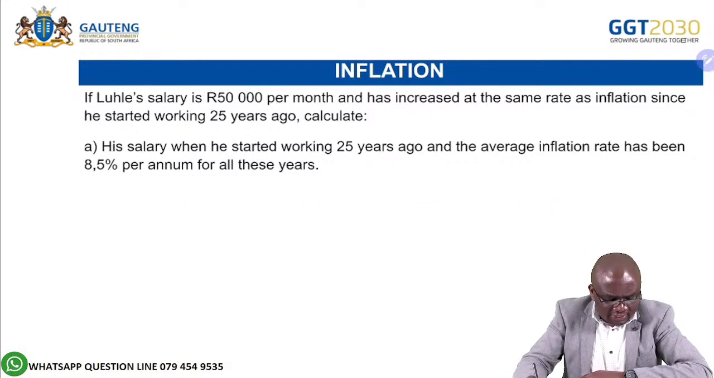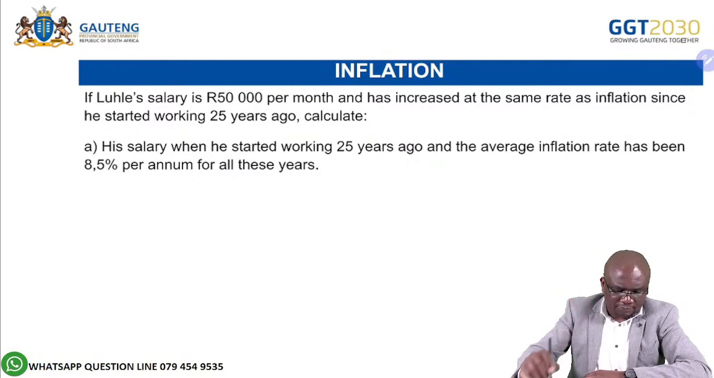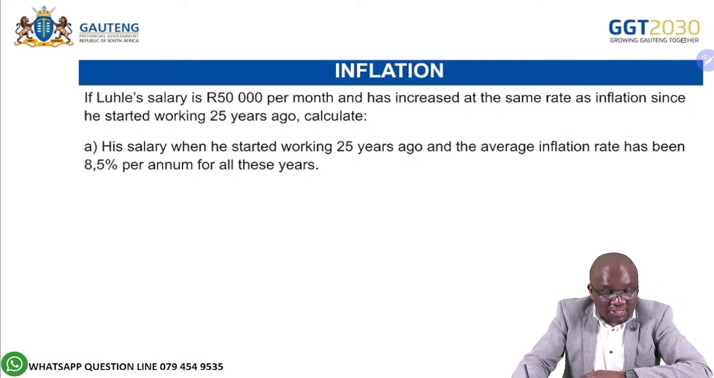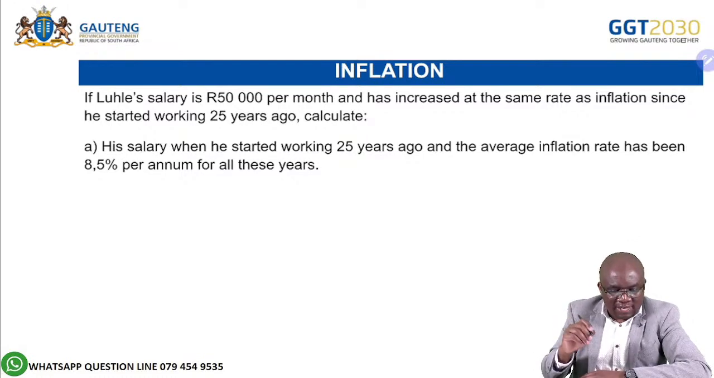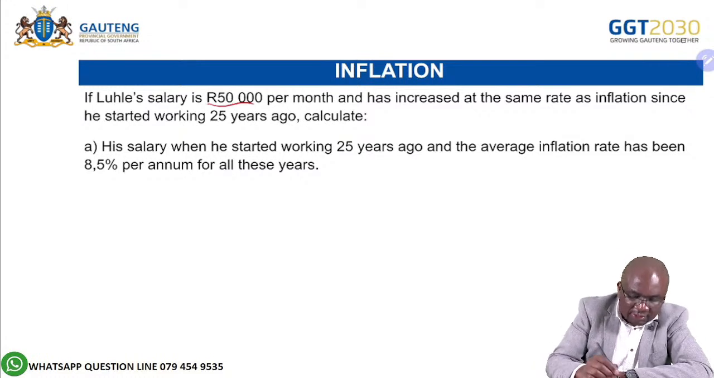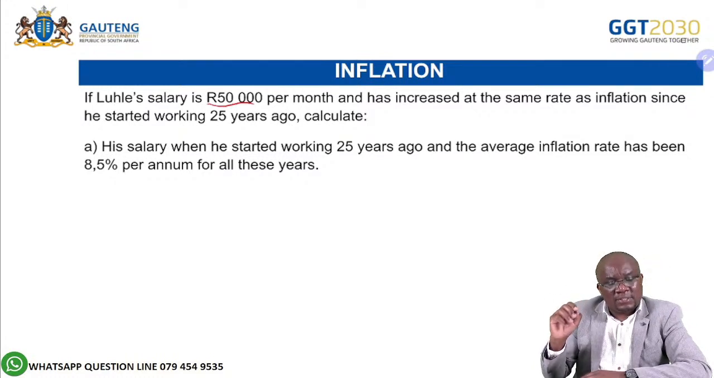If Luhle's salary is 50,000 per month and he has increased at the same rate as inflation since he started working 25 years ago, calculate his salary when he started working 25 years ago, and the average inflation rate has been 8.5% per annum for all these years. So what are we looking for here? That's inflation we're looking for, but we're looking for A. No, we're looking for P, the old salary. A is the new salary, which is what? The 50,000.